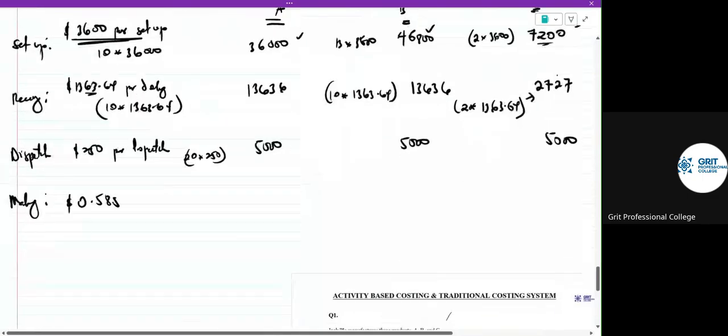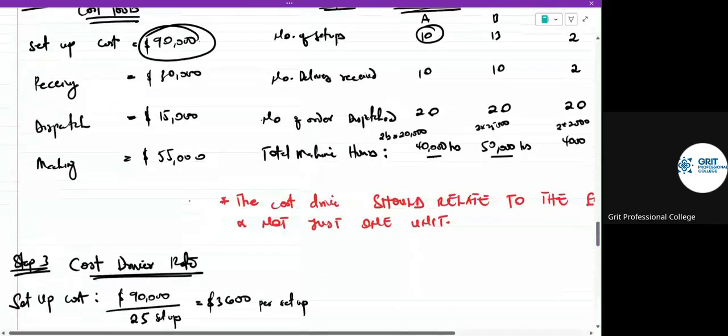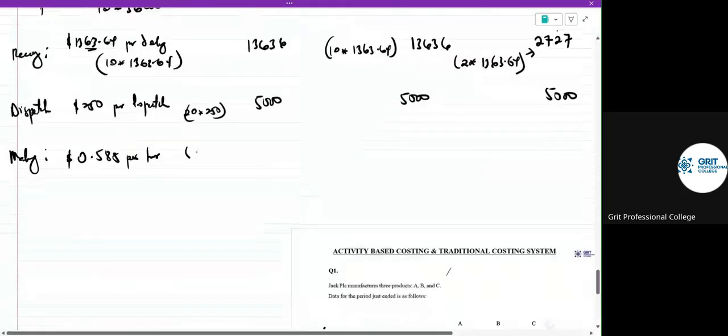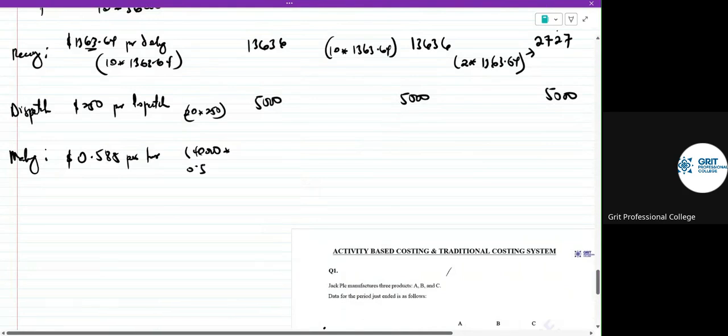0.585 per hour. And so for A, the total hours is 40,000. So that will be 40,000 hours by 0.585. And that'll give us how much? 23,400.